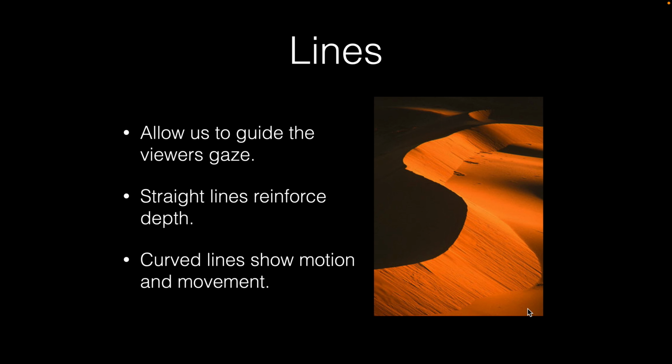And some of these lines can be implied, right? If you have a person in your image, where they are looking becomes a line. That line of sight is a line that we want to follow. We're curious as the viewer, and we want to see what they're seeing.